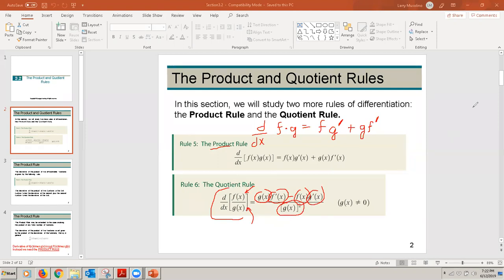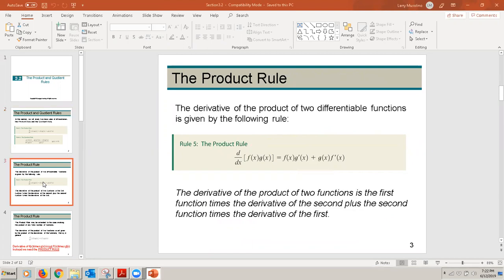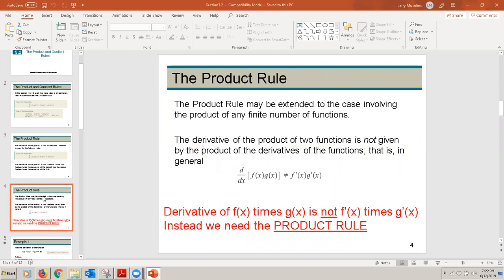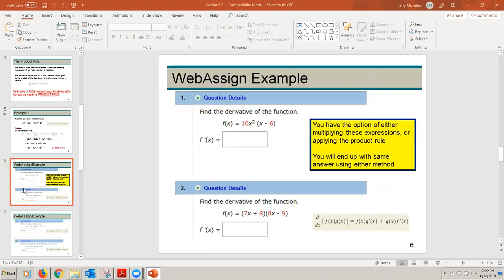Okay, let's go ahead and do some examples. I think the best way to better understand these rules is to see them worked out in some examples. Okay, so let's talk about the product rule. Again, notice the product rule, when you take the derivative of two functions, it's not f prime times g prime. It's not, it's more complicated than that. All right, let's do some examples here.